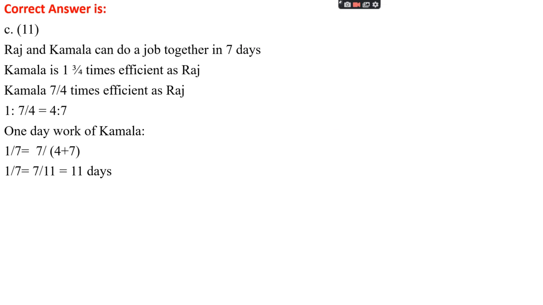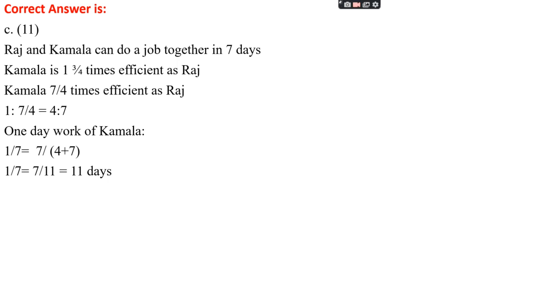Raj and Kamala together can do a job in 70. Okay, this together time is already given. How many times as efficient is Kamala compared to Raj? That is 7 by 4 times as efficient. We take the efficiency ratio, that is 1 is to 7 by 4, which is 4 is to 7. Kamala is 7 times efficient, Raj is 4 times efficient.